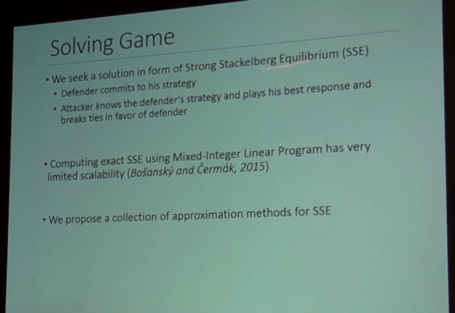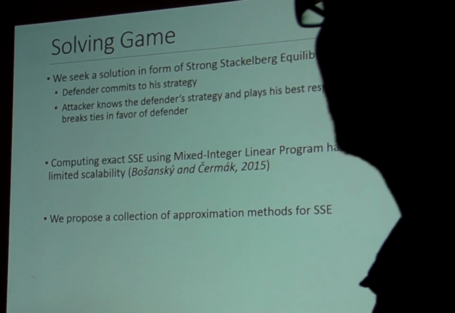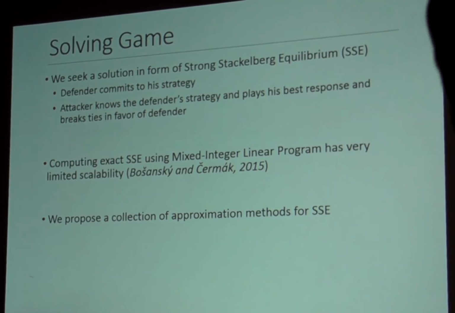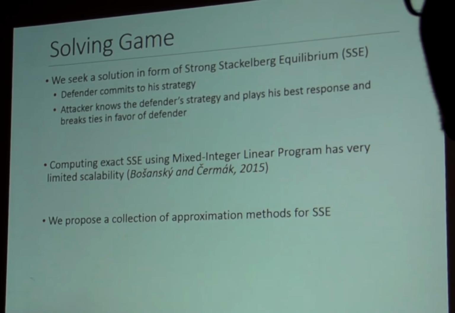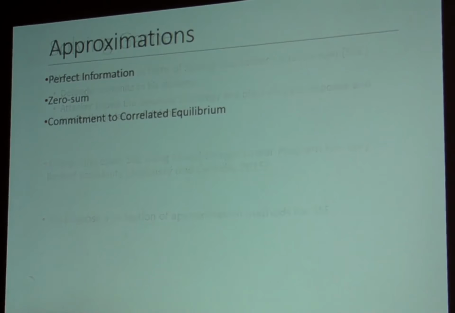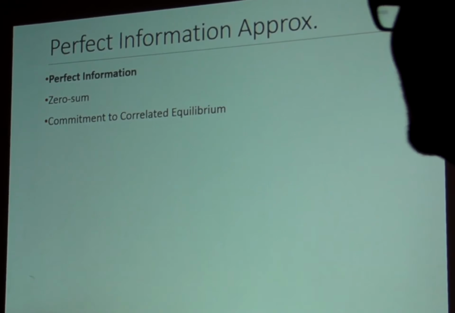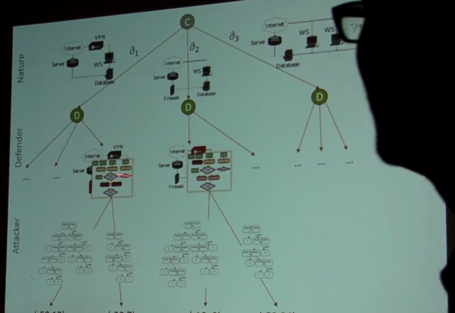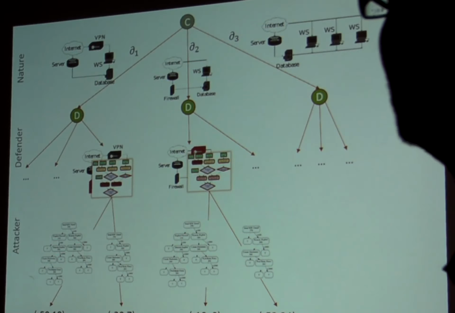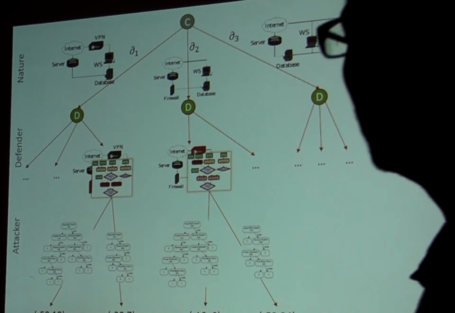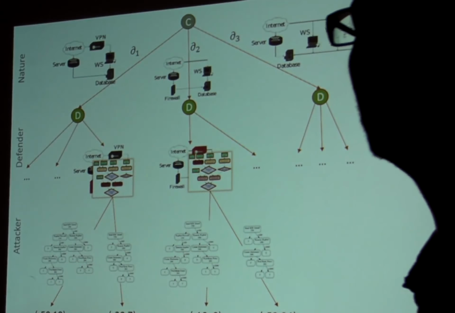And so we look for the strong Stackelberg equilibrium, and that's again NP-hard to solve. And so using mixed integer programs is hard. So we do one approximation. The dummiest one is the perfect information. So we assume that our game doesn't have imperfect information here, but the attacker knows in what state he is, and then we can use just backward induction to find the optimal strategy.